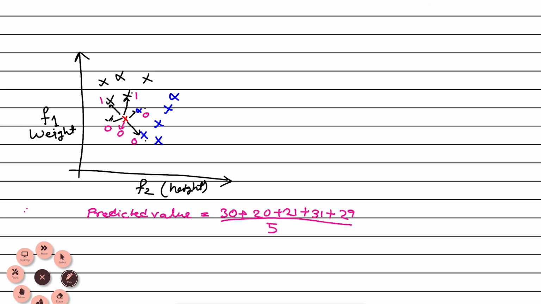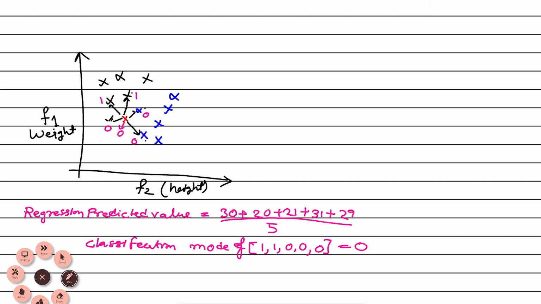So let me clearly define. This is the regression, and in case of classification, the mode of this sequence, that is 1, 1, 0, 0, 0. So that is 0. So this is the basic concept of KNN based prediction. Now you can increase to 6, 7, 8.